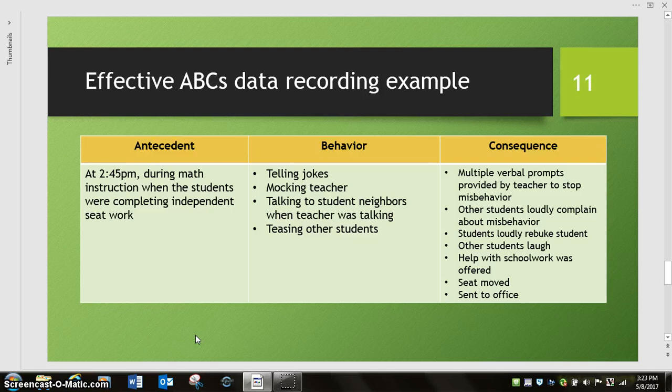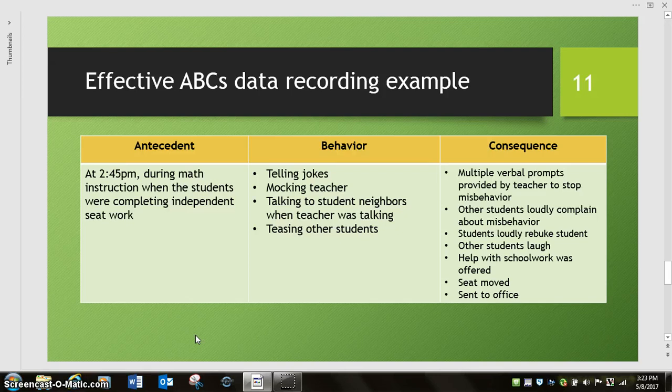And as you see, multiple verbal prompts were provided by the teacher to stop the behavior. Other students were loudly complaining. Students loudly rebuked the student. Other students were laughing. Help with schoolwork was offered. Seat was moved and sent to the office.